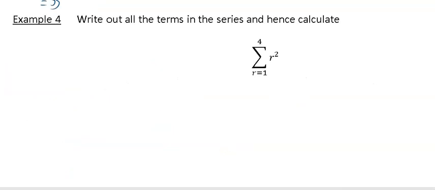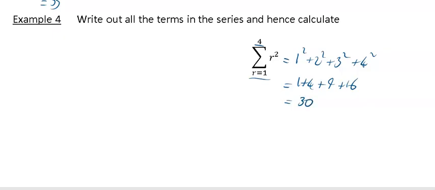Okay, this example says write out the terms in the series and hence calculate. So we have r squared, from r equals 1 to r equals 4. So that's going to be 1 squared plus 2 squared plus 3 squared plus 4 squared. And if you add those all up, that's just going to be 1 plus 4 plus 9 plus 16. The 4 plus the 16 gives you 20. 1 plus 9 gives you 10. 20 plus 10 gives you 30.